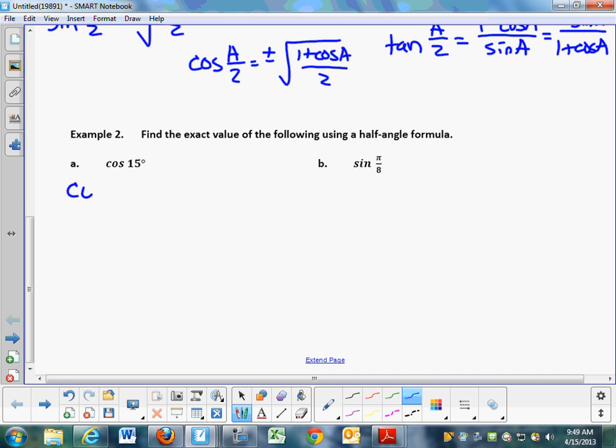So let's rewrite this as the cosine of 30 over 2. So again, you have to know where to go and when to grab which one. You got to recognize that 15 is half of 30. Okay? So now I'm going to put this into my formula.